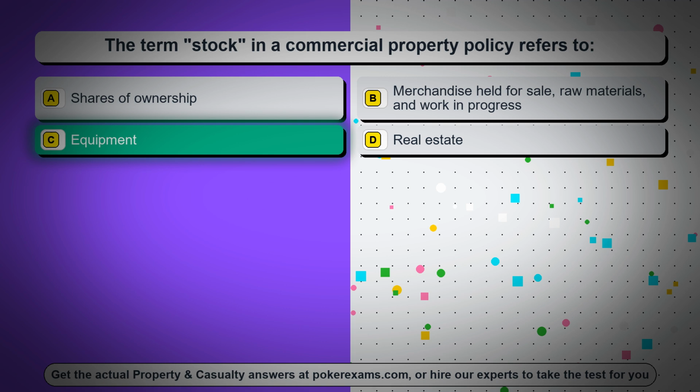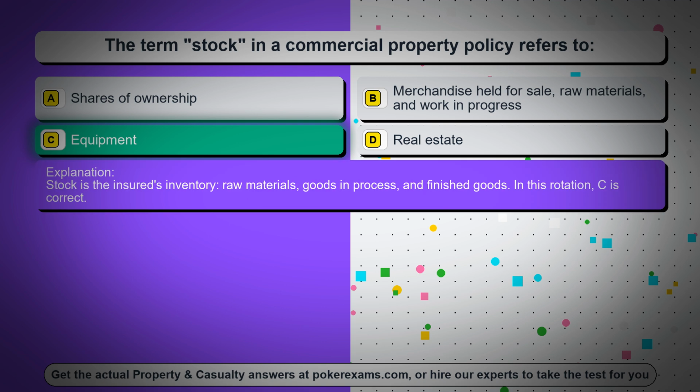The correct answer is option C, equipment. Stock is the insured's inventory, raw materials, goods in process, and finished goods. In this rotation, C is correct.